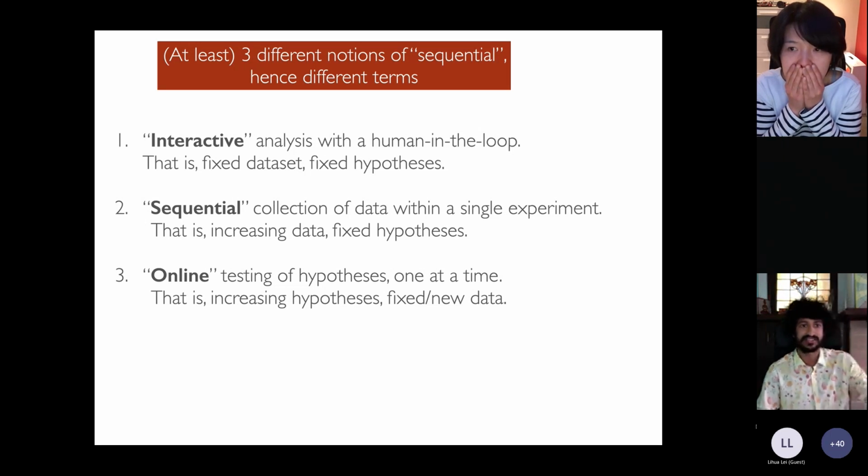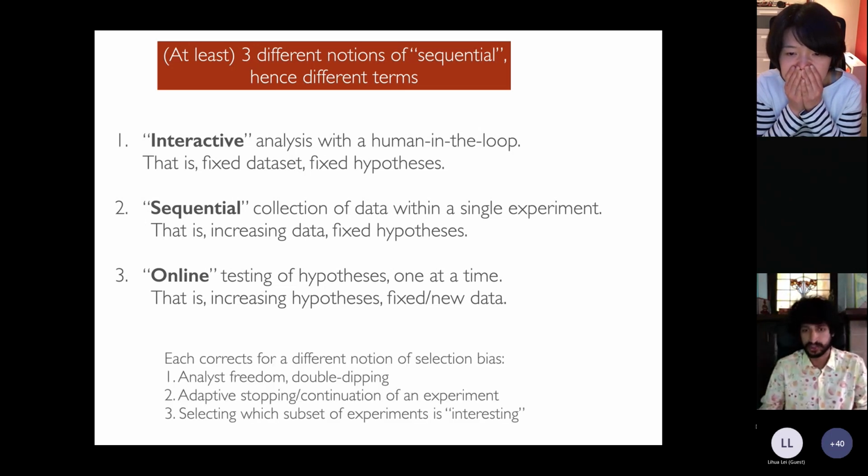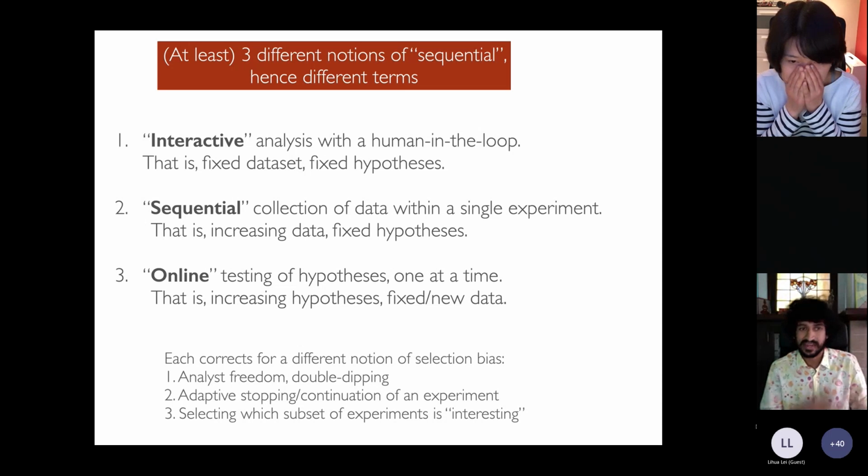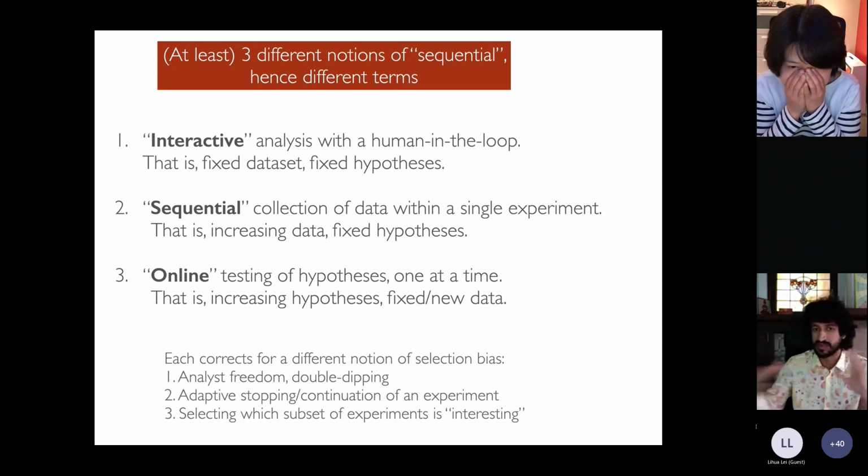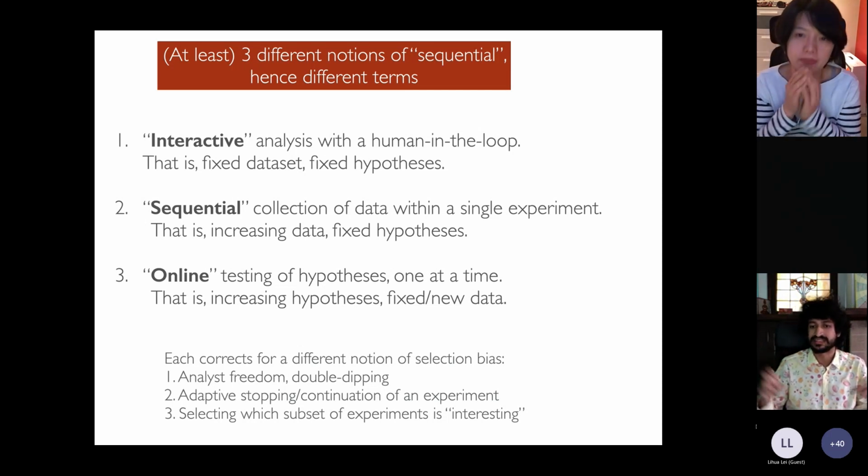Okay, so it's interactive, sequential, or online, different problems, and each of these corrects for a different notion of selection bias. The first one corrects for analyst freedom and double dipping of the data and things of that kind. The second one typically corrects for adaptive stopping or continuation of an experiment. And the third one corrects for selecting which subsets of experiments or hypotheses to count as interesting and report them.